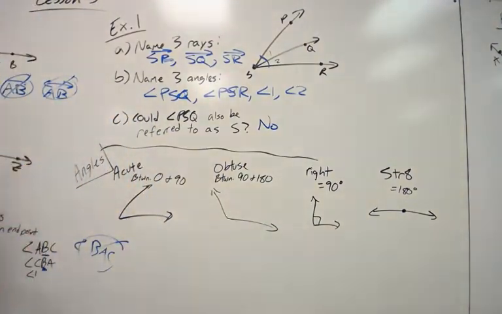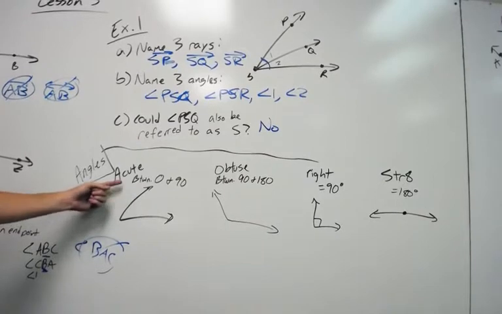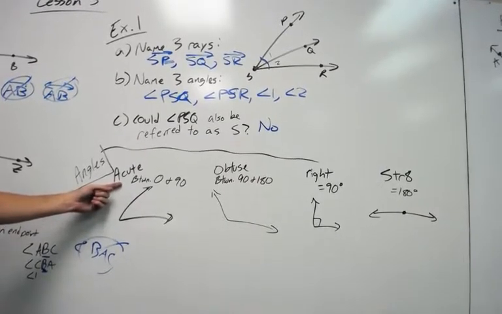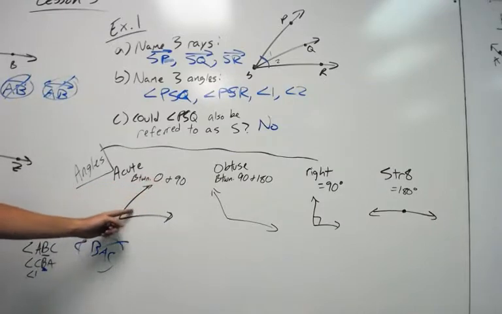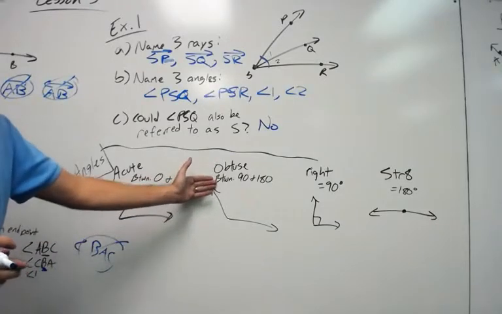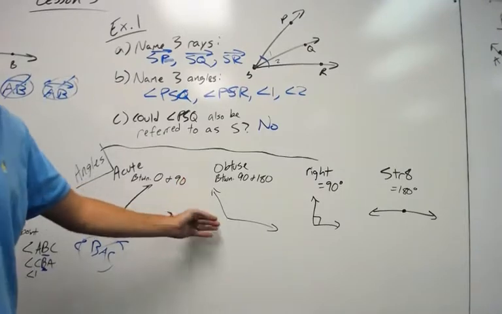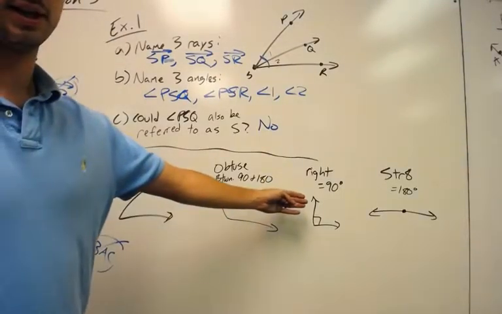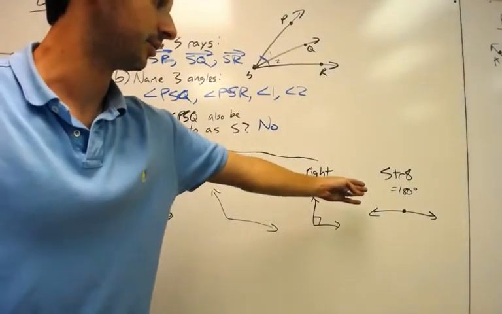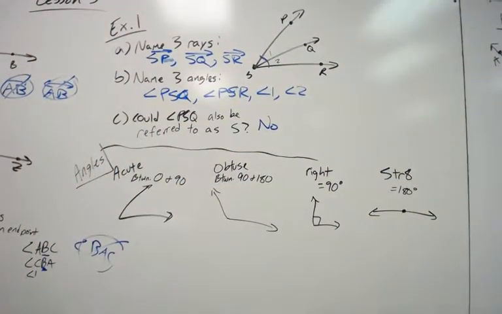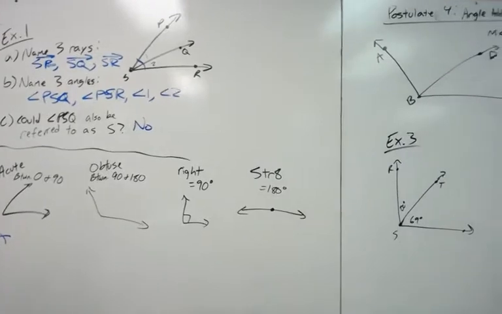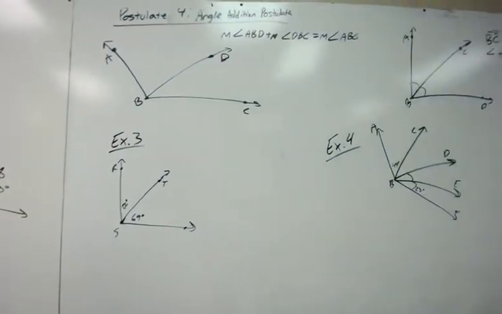Very basic stuff. Now some types of angles. Acute angles. I know y'all have heard this before, so I'm going to go quick. Acute angles is between 0 and 90 degrees. Obtuse angles between 90 and 180. Right angles is 90 degrees, and straight angles is 180 degrees. And most of y'all know those angles, so we're going to move on in the lesson.